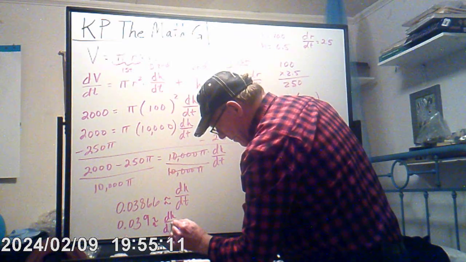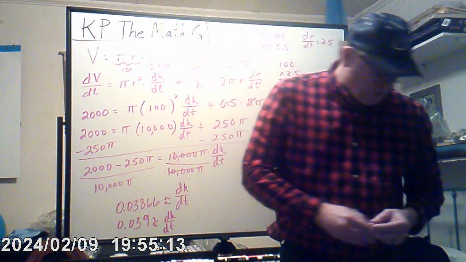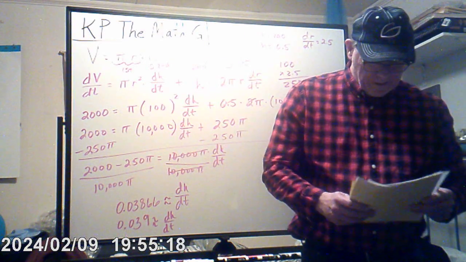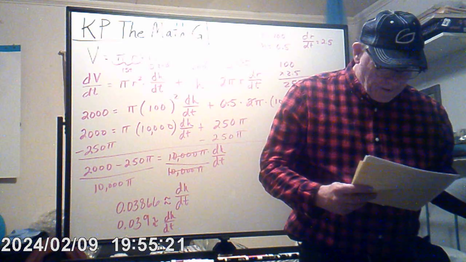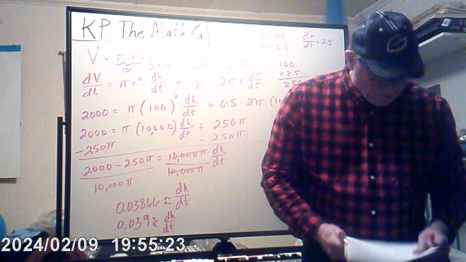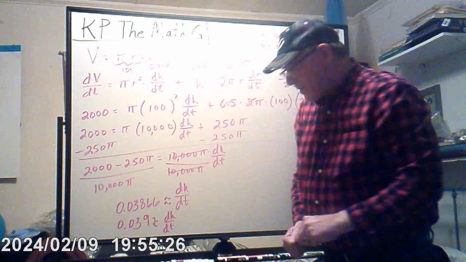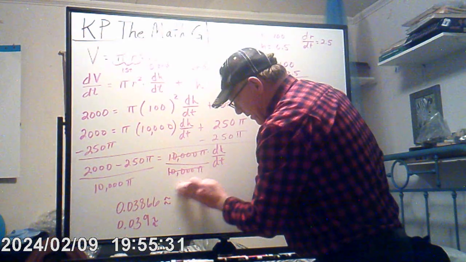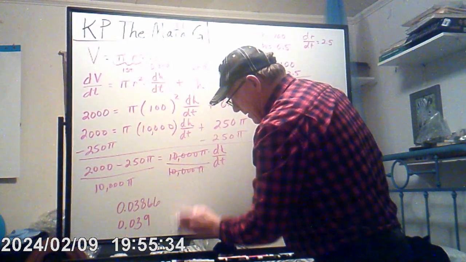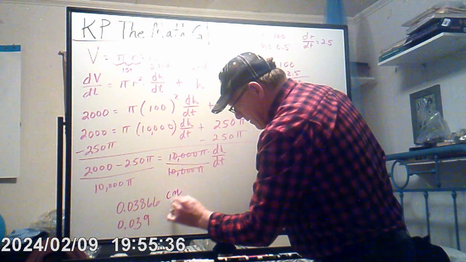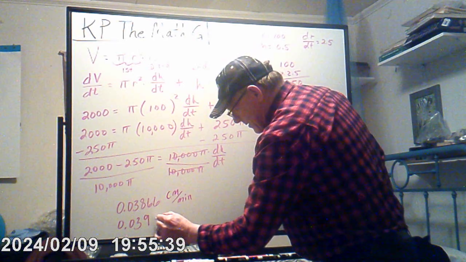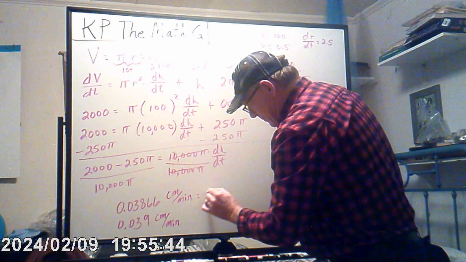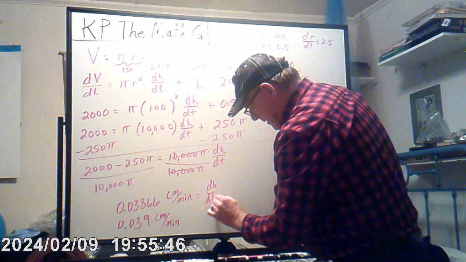dH over dt. Alright, so both answers. Oh, by the way, we need to put that in the units now, and I'm sorry about that. We do need the units. That is in centimeters per minute. dH over dt.